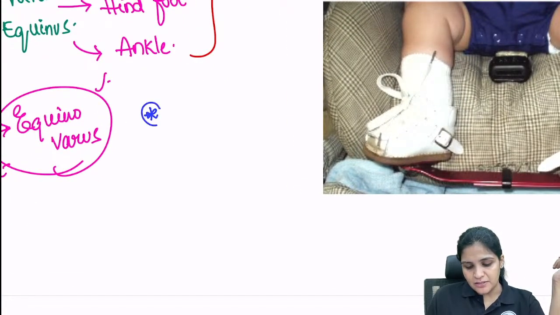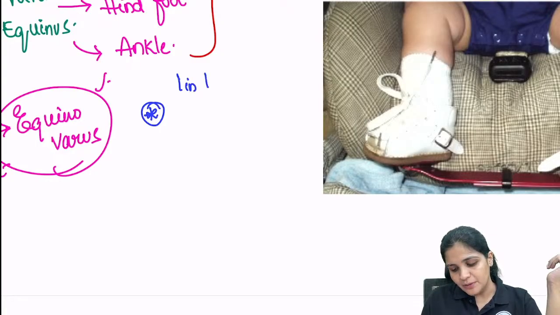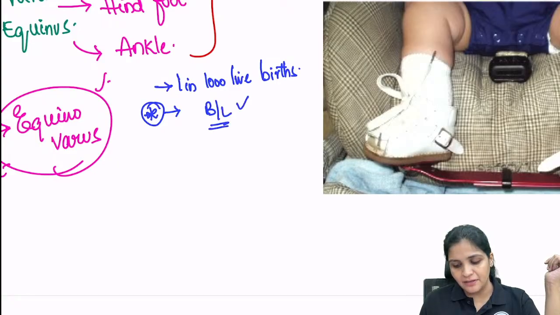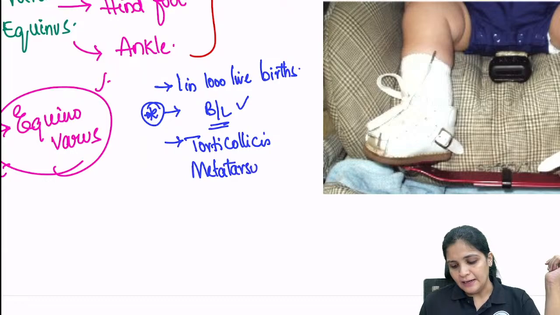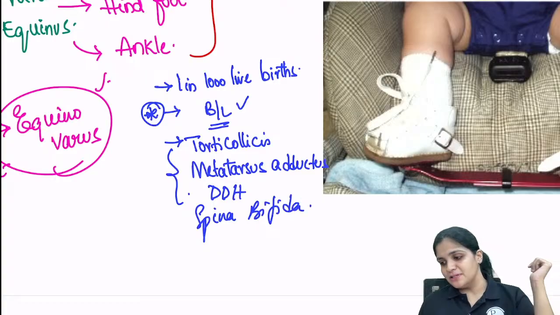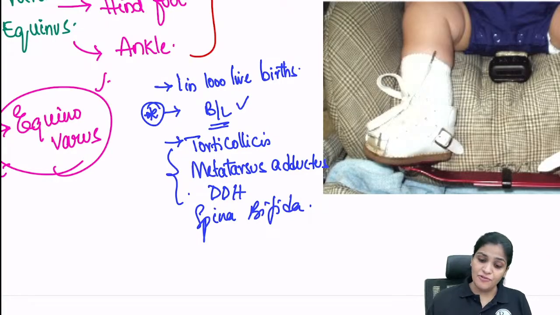So now questions. Again, 1 in 1,000 live births, CTEV is seen, right? Usually it is unilateral, but sometimes it is also bilateral, right? Associated conditions could be torticollis, metatarsus adductus, and DDH. Sometimes there is spina bifida. These are all the associated conditions which can be present along with CTEV. So you have to check for it, right?